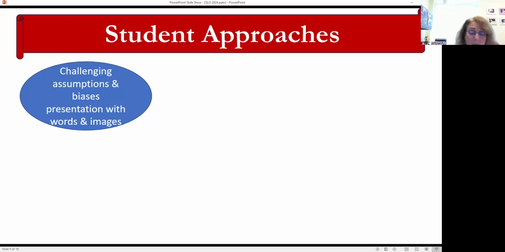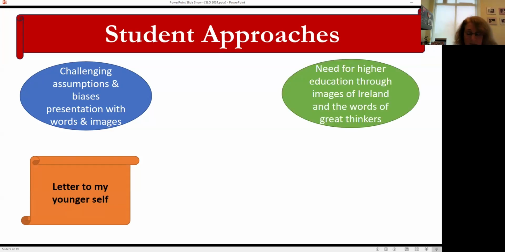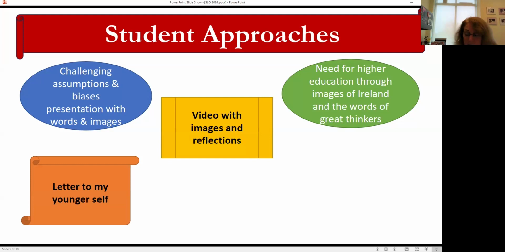One student wrote about challenging assumptions and biases using a presentation with words and images. She looked at the role of education in social justice and inclusion and leading change. Another student wrote a letter to her younger self about the impact of the experience. One student reflected on the need for higher education through images of Ireland and the words of great thinkers. One student recorded a video with reflections and images and actually implemented one of the technologies he learned about in the Ireland Educational Conference into his presentation.